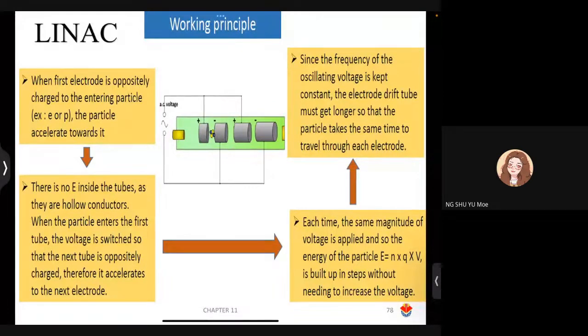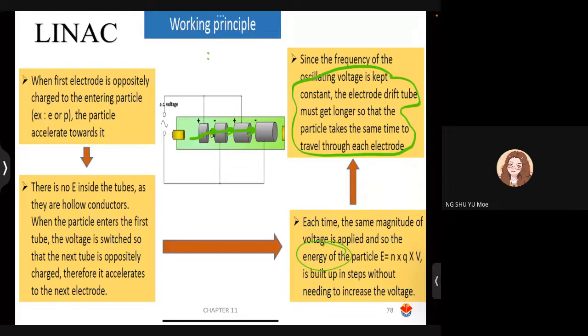Okay, lepas tu there are no E, tak ada medan elektrik dekat tube. They are hollow conductor. When the particle enter the first tube, the voltage switch to the next tube. So bila je elektron masuk, dia akan tukarkan, sebab dia kan negatif, dia akan tukarlah, dia attract positif, positif, negatif, positif, negatif. So dia akan menyebabkan berwujudlah nanti energi lah. So akan berlakunya lah voltage akan keep constant, dia akan menyebabkan electrode drift. The tube must be longer so that the particle take the same time.